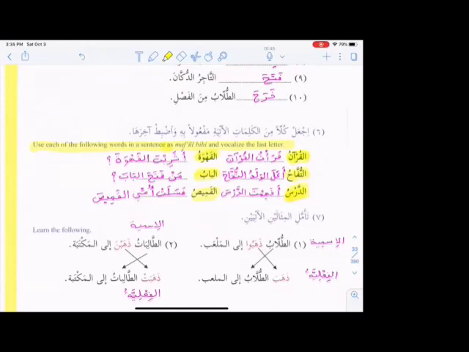So here is the sentence, my brothers and sisters. Qara'tu al-Qur'ana. See, mafulun bihi, we have to make al-Quranu into mafulun bihi. So we said qara'tu al-Qur'ana. Tufaha, apple. Akala al-waladu tufaha. Akala al-waladu tufaha. Did you get the idea?